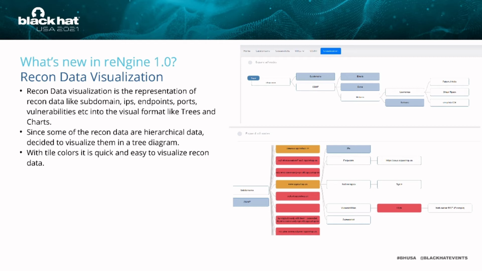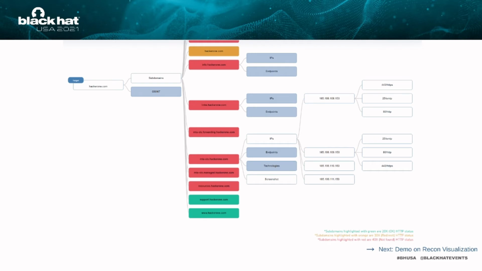Let's have a look at the other image. So if you see here, you have a target called hackerone.com, and especially with the colorful representation of these nodes, it's very easy to identify what exactly you are looking for. Suppose, let's say the green ones are HTTP status 200, the red ones are HTTP status 404, not found, and the yellow ones are redirections. So you click on one of these nodes and then it takes you to the further node.